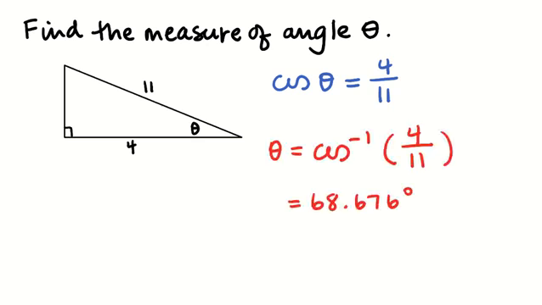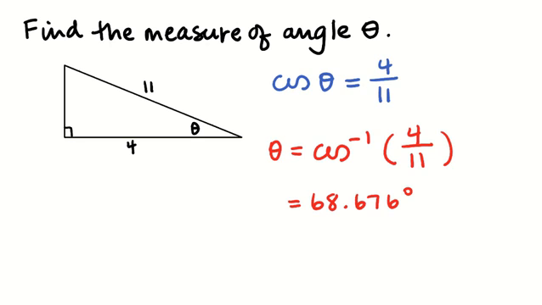Alright, there you go. So you can see I said, okay, if cosine of theta is 4/11ths, then theta is the inverse cosine of 4/11ths. Theta is the angle whose cosine is 4/11ths. That's really what it means, inverse cosine. The angle whose cosine is 4/11ths.